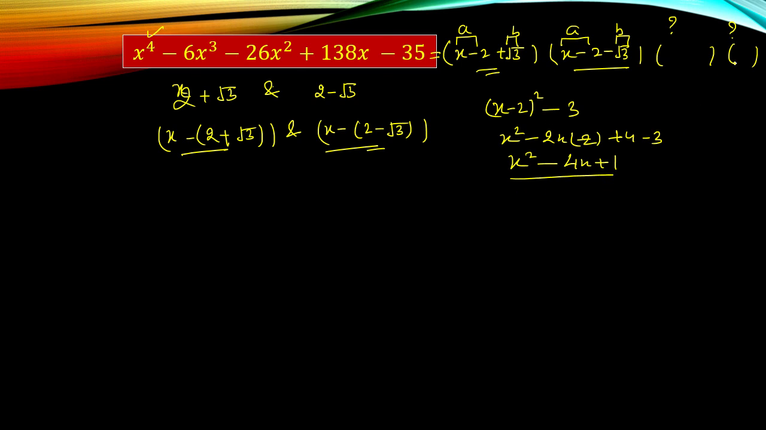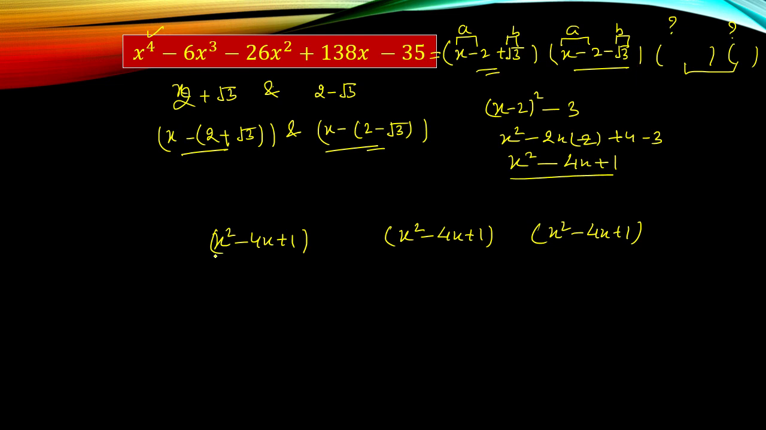Now we are interested to get the other two factors. Before finding the other two factors, we will get the product of the remaining factors, and then we will factorize to get the other factors. How to get it? Let's see. First of all, this product of the given factors we will write 3 times: x square minus 4x plus 1, x square minus 4x plus 1, and x square minus 4x plus 1.